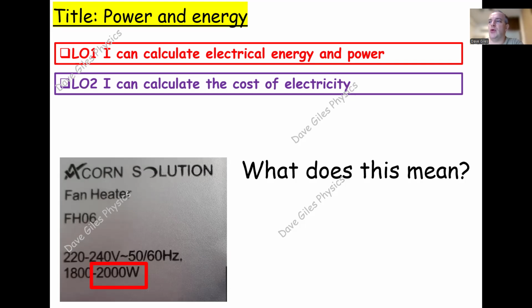So this here is a picture of a fan heater that I used to own a long time ago, and it's got a lot of words on here, the make, model, etc. But it's the bit I'm interested in. It says 2000 W. What does that mean? Well, most of you probably know it means 2000 watts, but what does 2000 watts mean?